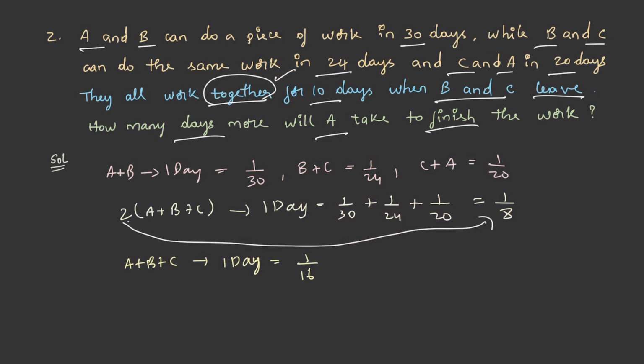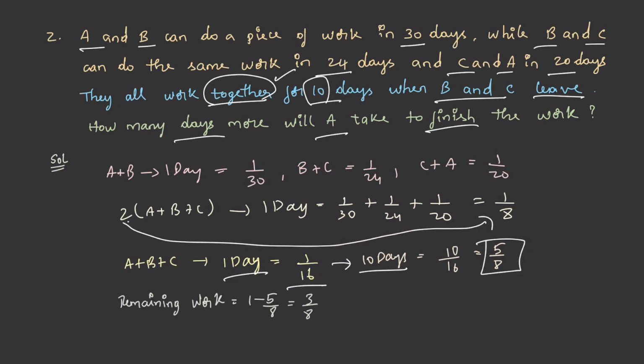But they worked together for only 10 days. So for 1 day, if it is 1 by 16, then for 10 days, it will be 10 by 16, that is 5 by 8. This is the part of work done in 10 days. Now let's find out the remaining work to be done. 1 minus 5 by 8, that is 3 by 8.